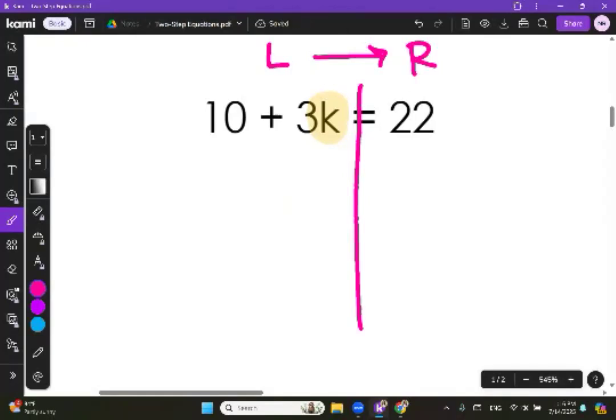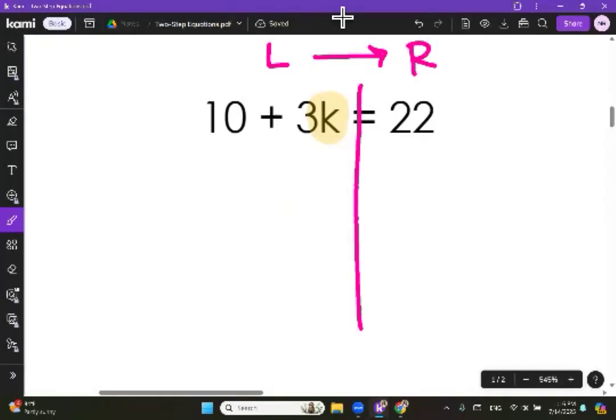Leave that one alone. Start with the constant. Which between 10 and 3, which one's the one without the letter? 10. Now, a lot of people are going to try to look at this plus sign, but no, remember the sign in front of the number is the one that's attached to it. So since there is no sign in front of the 10, that means it is a plus, positive.